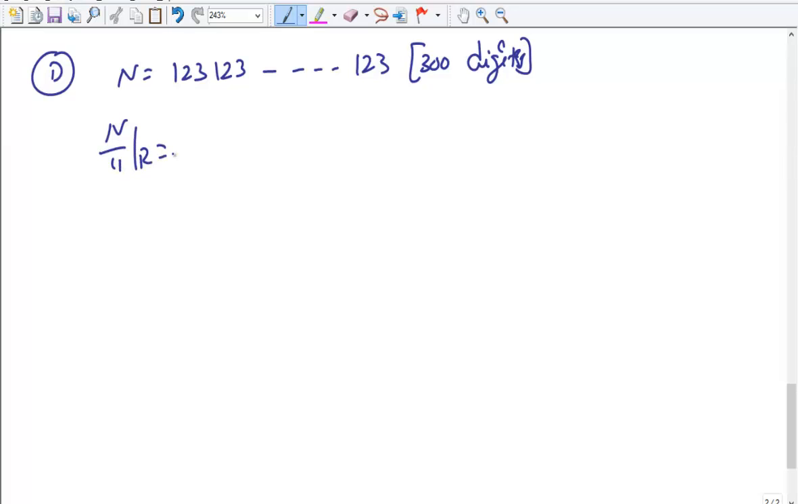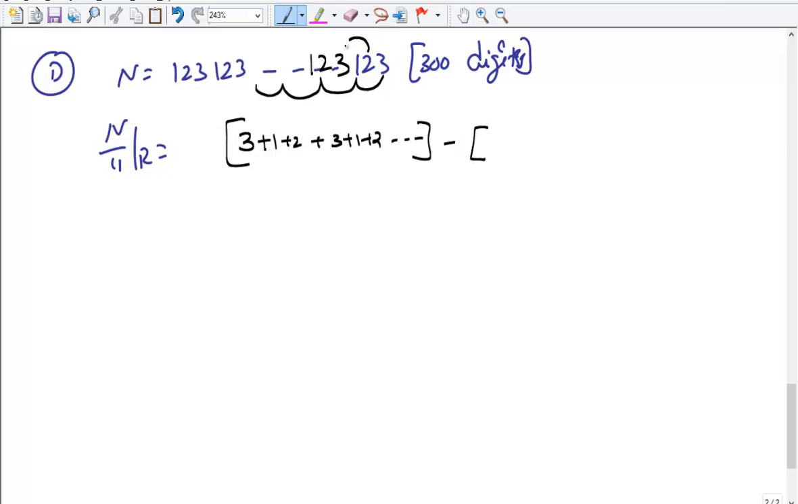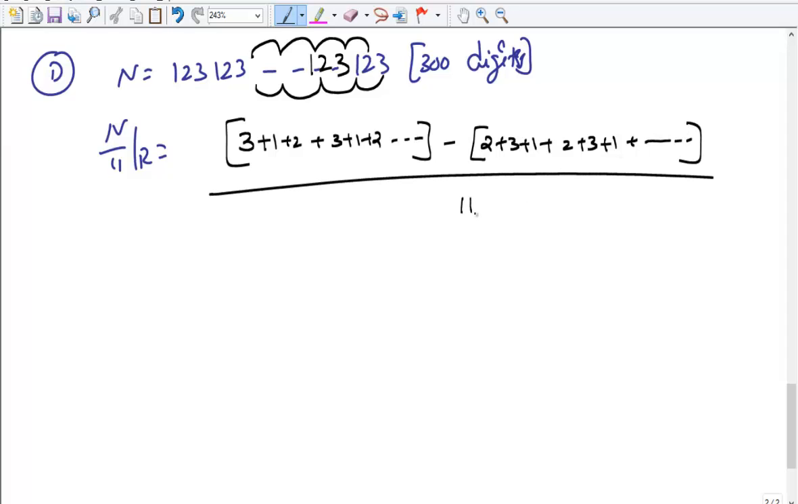Now, it's quite simple. We need to take alternatively, starting from the unit term. So the unit term is 3, and then the alternate is 3 plus 1, and so on. If I write this one, 1, 2, 3, that's going to be 3 plus 1 plus 2, then 3 plus 1 plus 2 plus 3 plus 1 plus 2, and so on. And the remaining alternate terms start from 2, 3, 1, then 2, 3, 1, that is 2 plus 3 plus 1 plus 2 plus 3 plus 1, and so on like this. And this divided by 11.